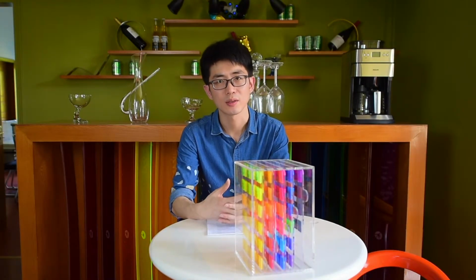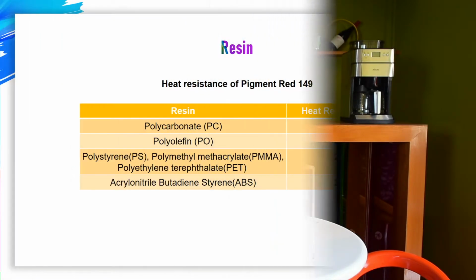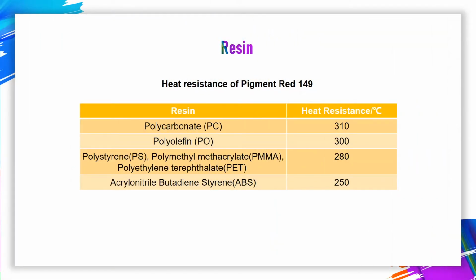Fifth, heat resistance is related to resins. The paralleling series of pigment red 149 has different performance when used in different resins. In PC, the heat resistance is 300 degrees, but only 250 in EBS. Many of the resins experience discoloration and yellowing due to thermal degradation. In particular, when determining the maximum heat resistance of colorants, we must think about using antioxidants to prevent the instability of resins and colorants.